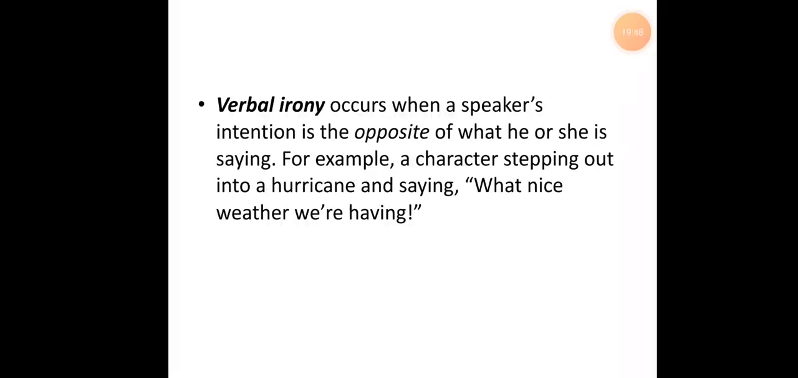For example, a character stepping out into a hurricane, okay, and saying, what nice weather we are having. تخيل إعصار وأقف وأحكي يا لهذا الطقس الرائع. Of course, here the person who's speaking, or you, if you are speaking, you don't mean that it is really wonderful, but you mean the opposite.